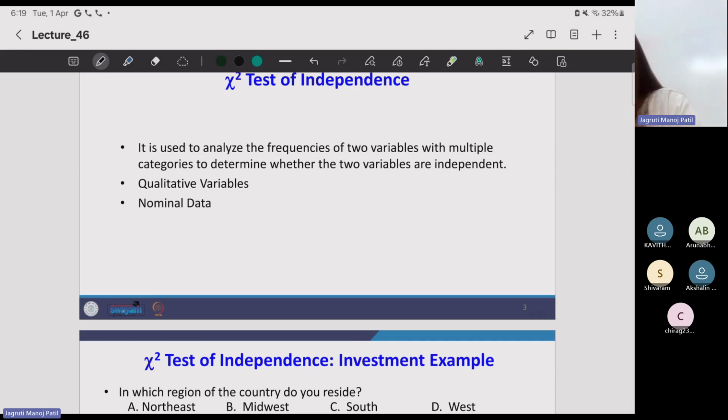So what we need to check over here in chi-square test is nothing but if any two variables that you have are independent or not. So in a way, you are checking the population variables and the frequencies, how many times that particular variable has occurred, and whether they are independent or not.